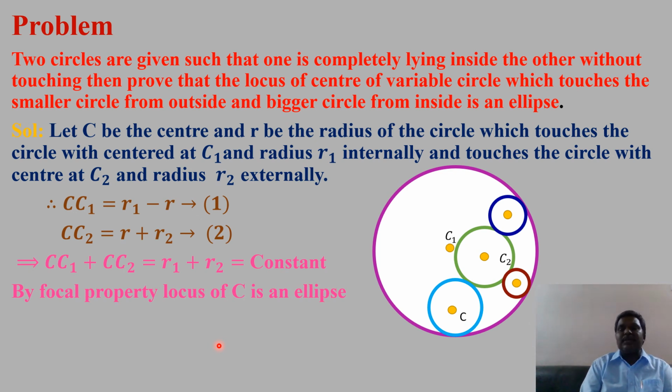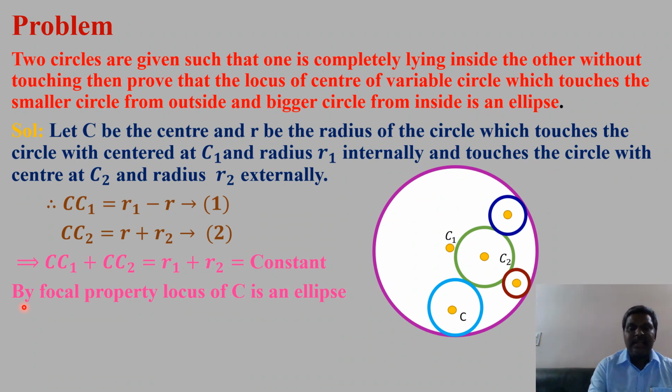So by using the focal property, the locus of C is an ellipse. See the wonderful question. There are two circles. One is the largest circle and the other one is the smallest circle, which is completely inside the first circle and doesn't touch the given first circle. Then the locus of the center of a circle, which touches the largest circle internally and touches the smallest circle externally, is an ellipse. It is a problem solved by using the focal property. So by the focal property itself, the locus of C is an ellipse.